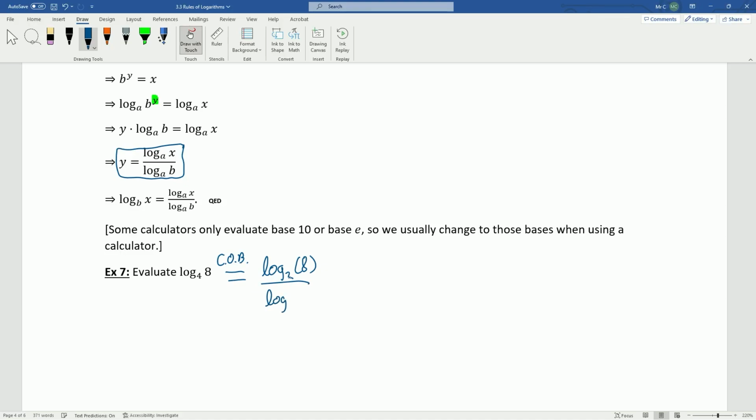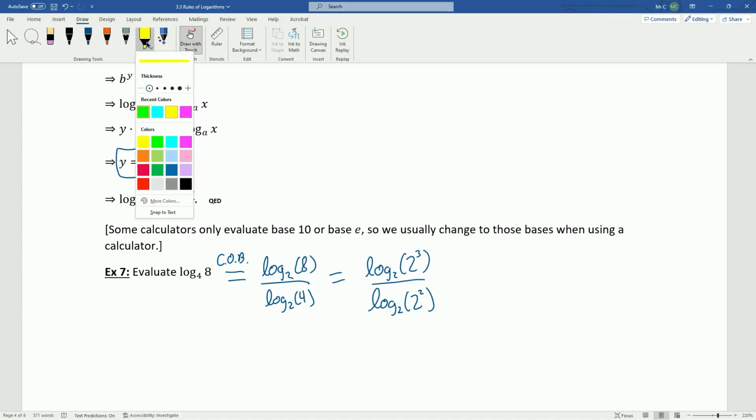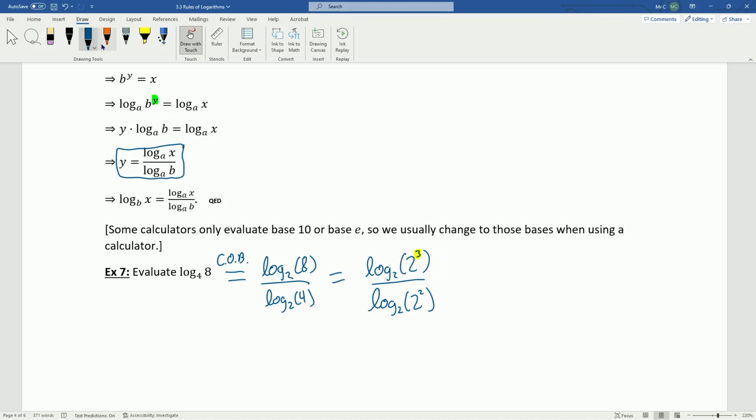So that gives me log base 2 of 8 over log base 2 of 4. And the reason I did that was because since 8 and 4 are both powers of 2, I can take this log base 2 of 2 cubed and write this as log base 2 of 2 squared. And now we can just apply our basic definitions for inverse functions. Log base 2 of 2 to the third is 3. And log base 2 of 2 squared is 2. So this is 3/2. No calculator required.